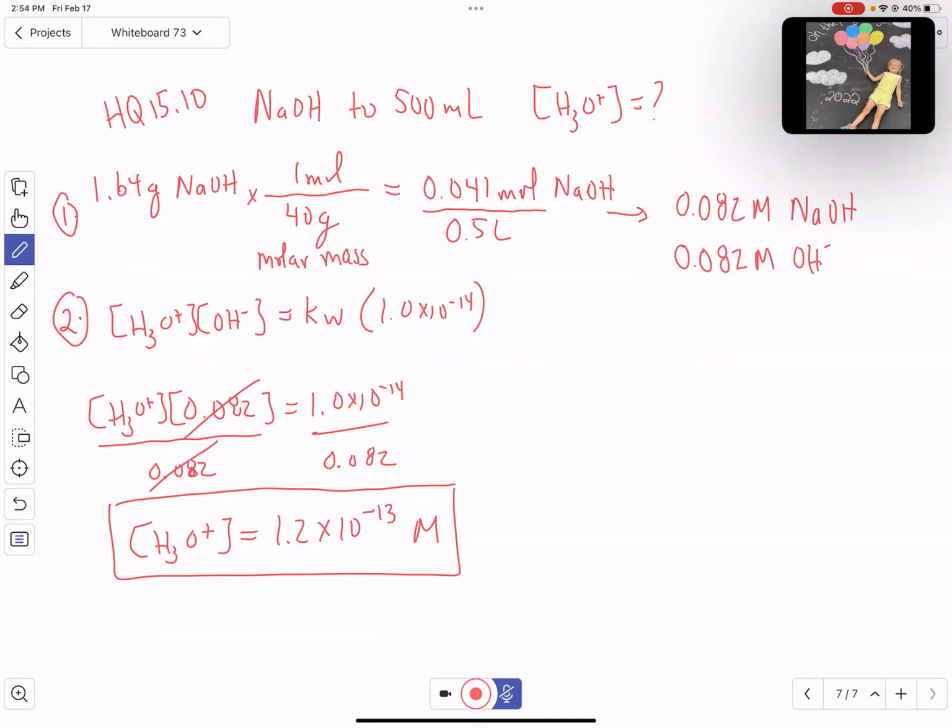Right, so again, we just Google sodium hydroxide, find out that's about 39.9 grams per mole, so approximately 40 grams per mole.